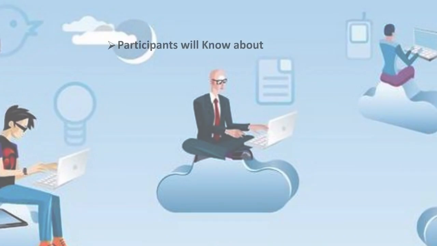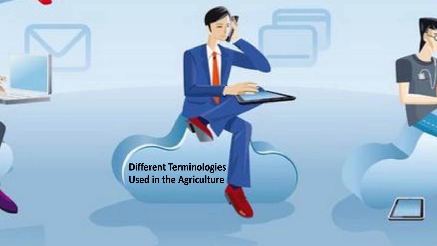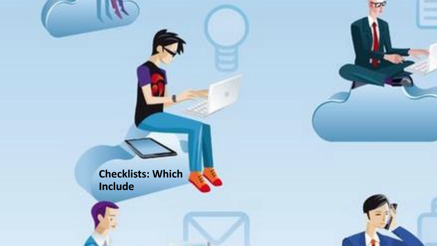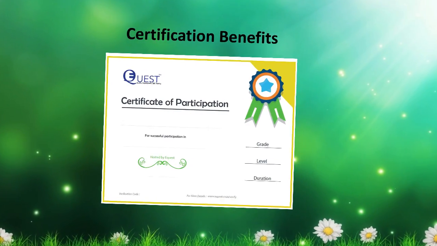Besides this, the participants will know about basic GAP schemes, which comprise various documents prescribing certification criteria, detailing on-farm production of all farm produce, and the accompanying certification. Also, the participants will be familiarized with the different terms used in agriculture. Through checklists, we will discuss different situations and compare them against the compliance criteria. The question arises: what are the benefits of doing this course?